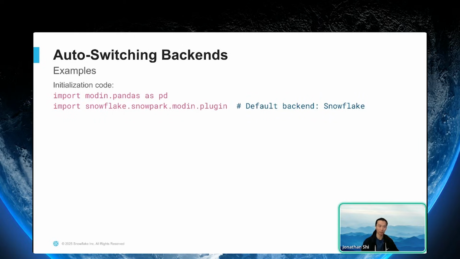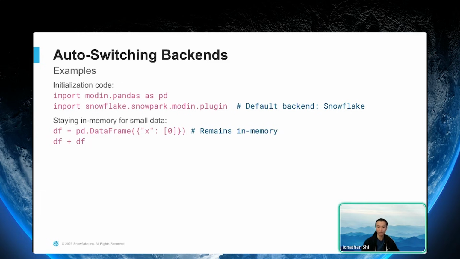Here's a few examples of what auto switching looks like in practice. Everything with hybrid execution starts with these two lines of import: modin.pandas as pd to bring in Modin, and the Snowflake Snowpark Modin plugin to initialize Snowpark pandas. This sets your default back into Snowflake, and if hybrid execution is off, everything will just run as transpiled Snowflake SQL.